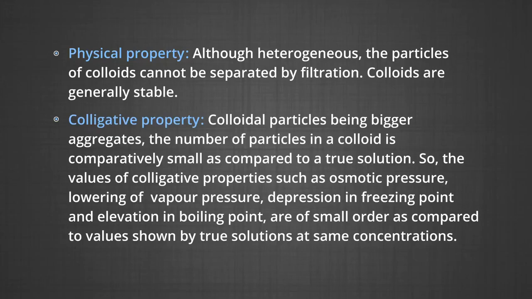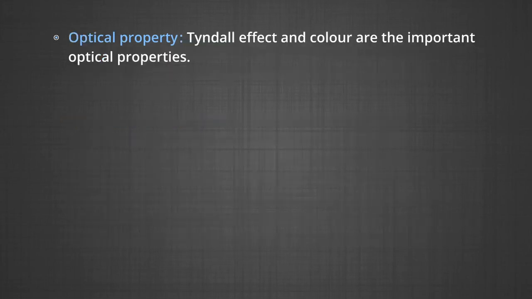Number 2. Colligative property. Colloidal particles being bigger aggregates, the number of particles in a colloid is comparatively small as compared to a true solution. So, the values of colligative properties such as osmotic pressure, lowering of vapor pressure, depression in freezing point and elevation in boiling point are of small order as compared to values shown by true solutions at the same concentrations.